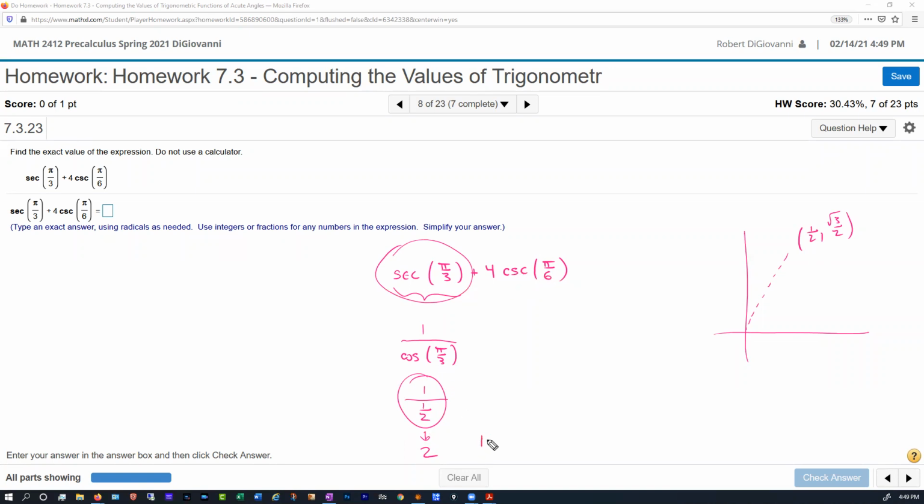So we're going to have 2 plus 4 times cosecant of pi over 6. So I need to go to pi over 6 over here in blue. And that's root 3 over 2, 1/2. Now, cosecant is the reciprocal of sine. Sine is the y-coordinate. So I take 1/2 and I flip it over, it becomes a 2. And so this just becomes 2 plus 8, which is 10. And that should be it.